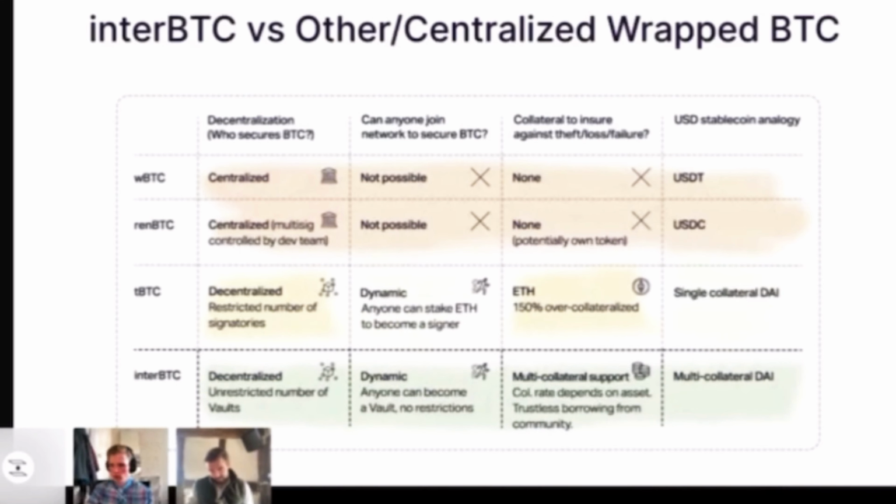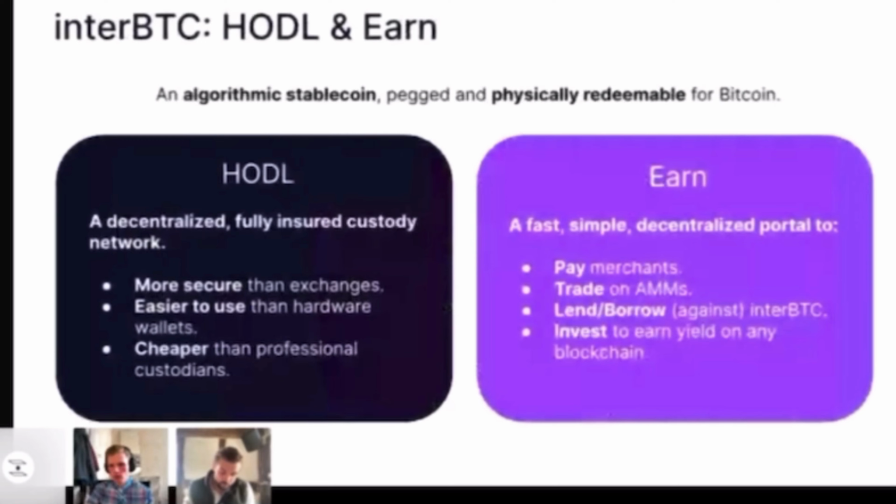InterBTC is the only fully decentralized bridge where anyone can allow the minting of InterBTC, anyone can mint InterBTC, and be safe in the fact that they're backed up by multi-collateral insurance. In a basic overview, we are to Bitcoin what multi-collateral DAI is to USD, except you can actually physically redeem for Bitcoin, which you can't do for US dollar and multi-collateral DAI. This, in essence, is a fully insured decentralized custody network backed up by multi-collateral insurance.